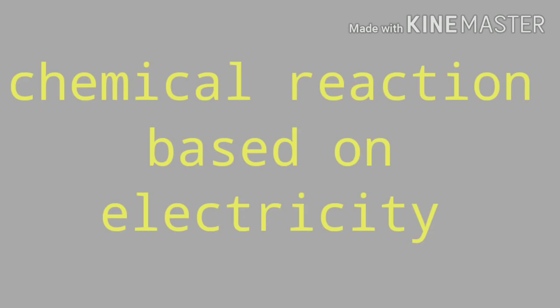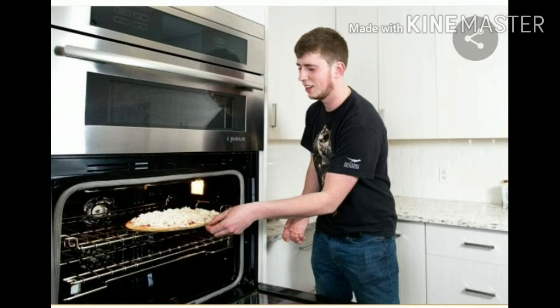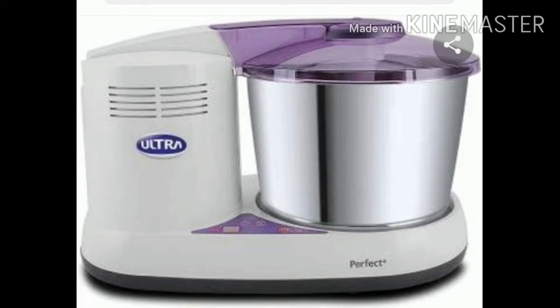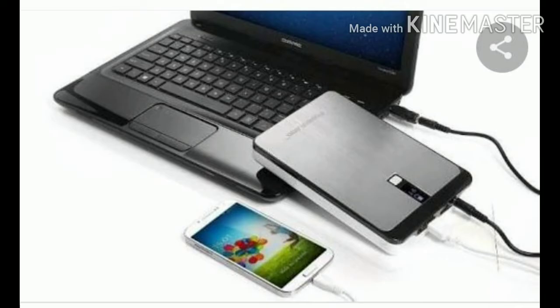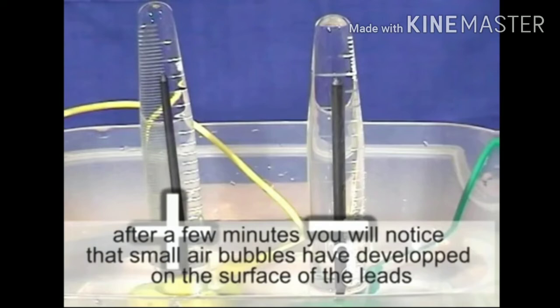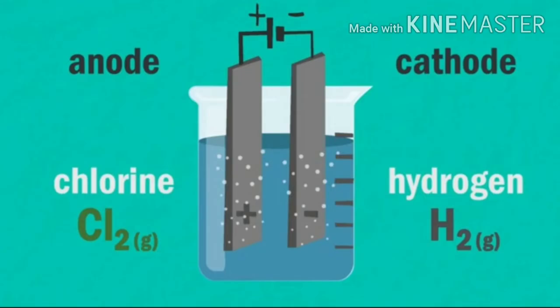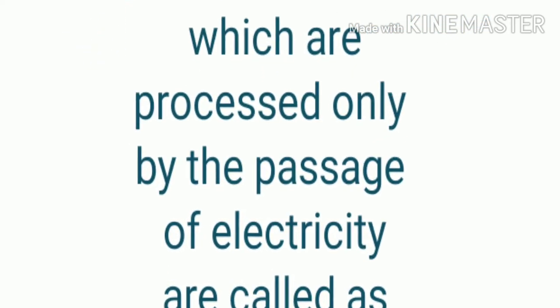Our third condition, that is chemical reactions based on electricity. Can we live without electricity? Electricity is very essential for our living. We can use electricity for cooking, grinding, charging our mobiles and laptops, watching TV, etc. Isn't it? Do you know electricity is used to carry out chemical reactions? Yes. By using electricity, many chemical reactions are done. What do we call these chemical reactions?